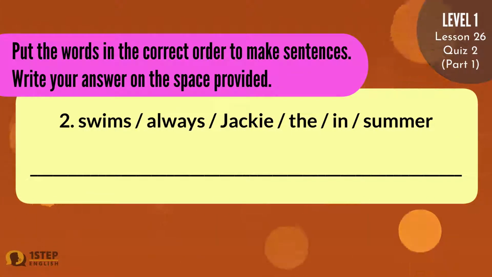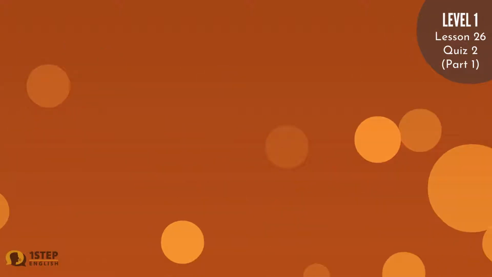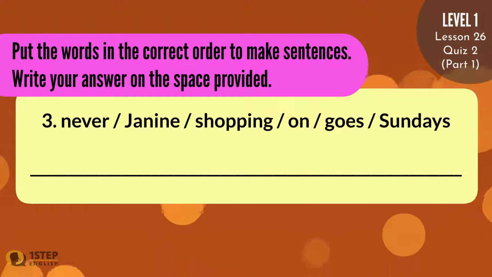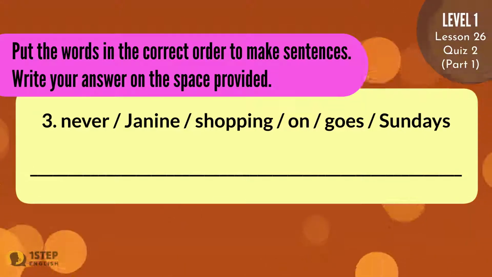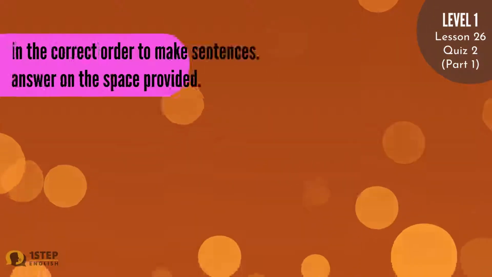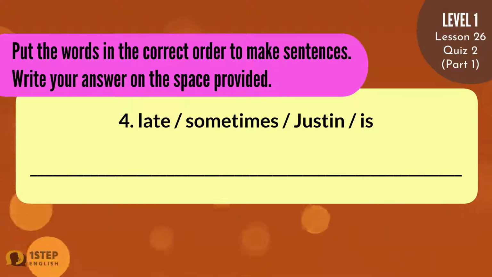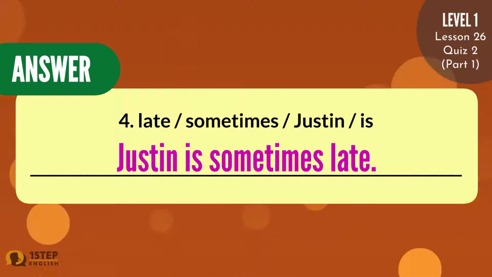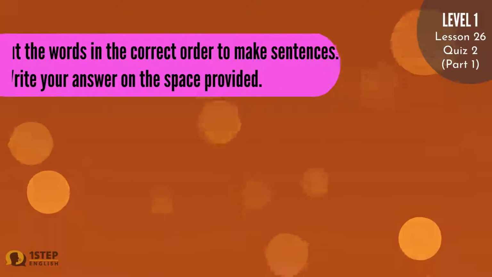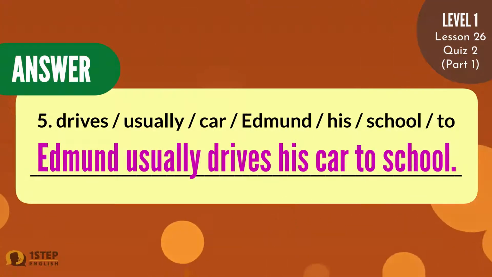Number 2. Swims, always, Jackie, in, summer. Jackie always swims in the summer. Number 3. Never, Janine, shopping, on, goes, Sundays. Janine never goes shopping on Sundays. Number 4. Late, sometimes, Justin, is. Justin is sometimes late. Number 5. Drives, usually, car, Edmund, his, school, too. Edmund usually drives his car to school.